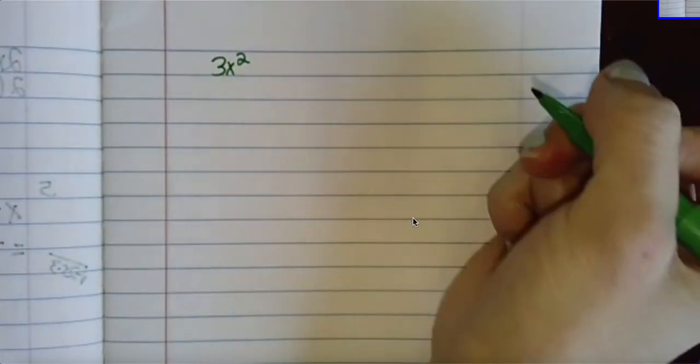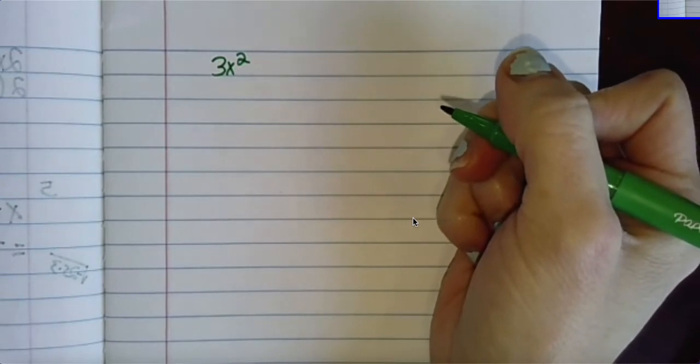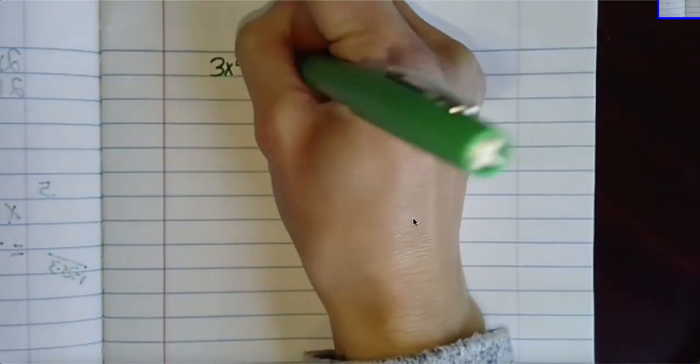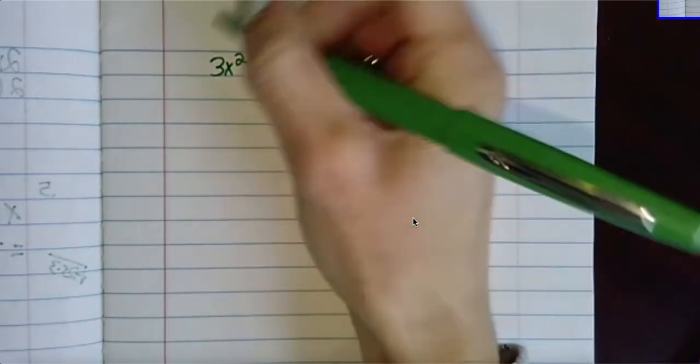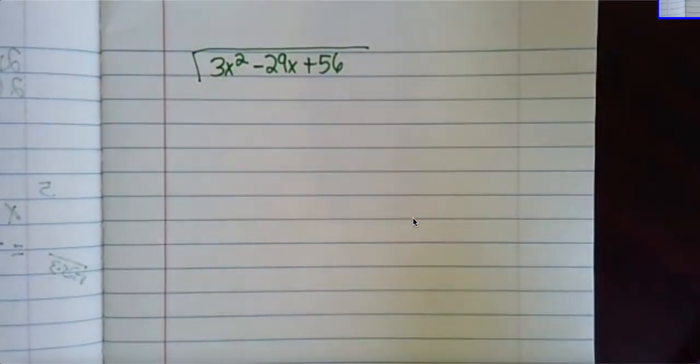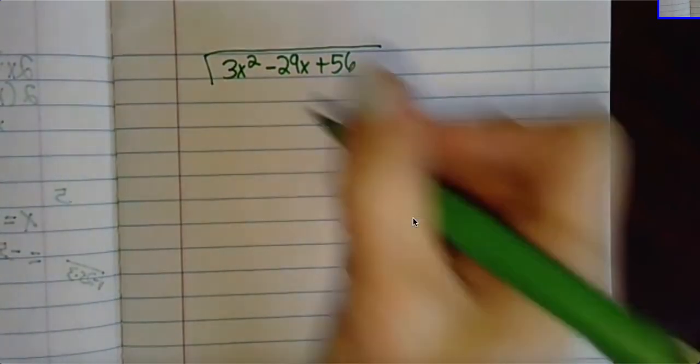3x squared. Synthetic division is... you feel like there's gonna be a twist, an eye somewhere coming in. 3x squared, he's gonna come in from minus 29x plus 56. This is inside the division. I want you to divide that, because they may word it like this: divide this by, and then they're going to say x minus 7. So I'm going to put my little x minus 7 over here.